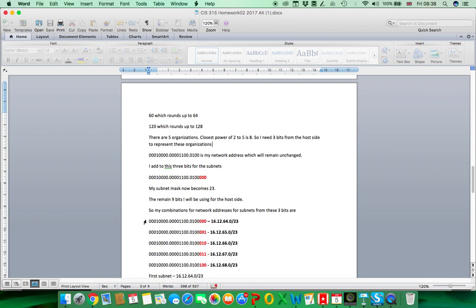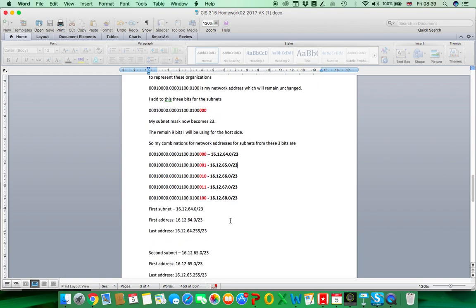So how many subnets could I have? As I said, I could have 000, 001, 010, 011, 100. My network bits still remain the same. I'm not touching this, okay? You do not touch the network bits. You only play around with the host bits. So based on this, what is the first combination? 16.12.64.0/23. Now this is very important. You have to make sure that you're using the right subnet mask. Then we have the next combination, which comes up to 65, 66, 67, and 68.